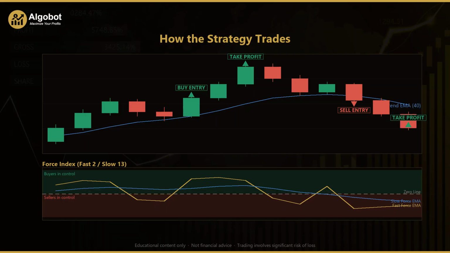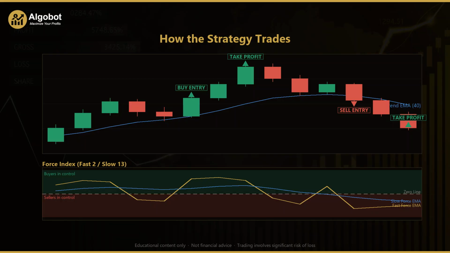Price makes a small pullback higher, and the fast force line pops back above 0. Then, on the next candle, price turns down again, and the fast force line crosses down through the 0 line into the red area. All three short conditions now align. Price is below the falling moving average, the slow force is negative, and the fast force has crossed down. The sell entry marker appears here.